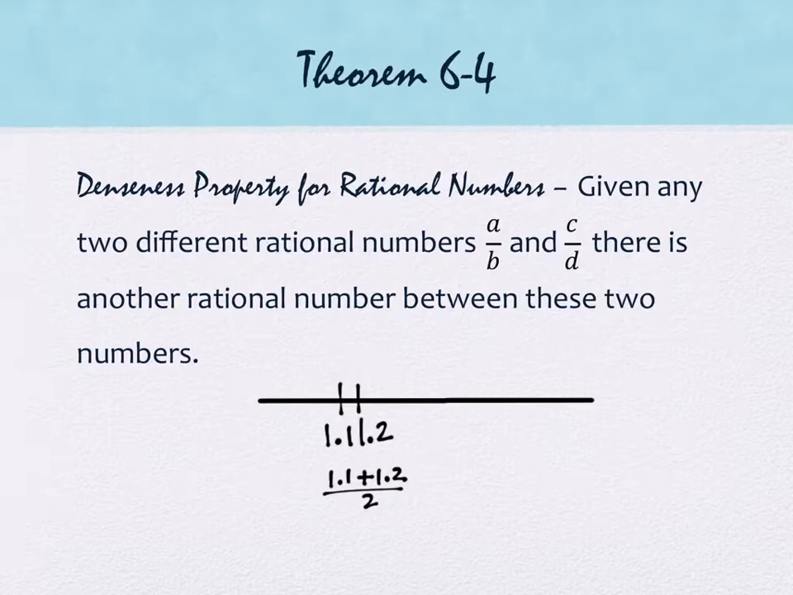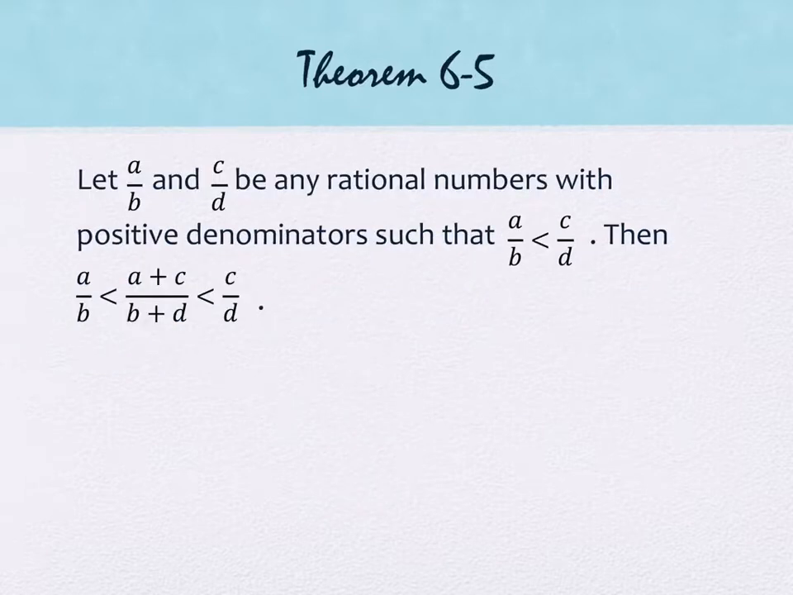But with fractions, there's even an easier way to do that, and I think that's our next slide. Yep. So a over b and c over d are two fractions. The denseness property says there's something in between them. One of the numbers in between them adds the numerators together, adds the denominators together, and divides them, which is a pretty fancy trick. It's actually a lot easier than averaging.